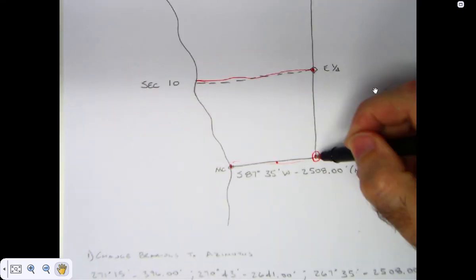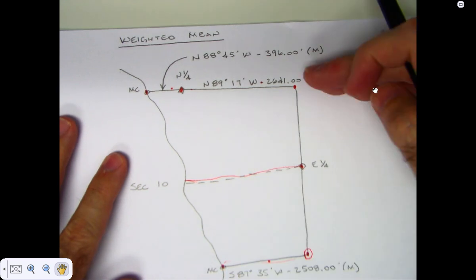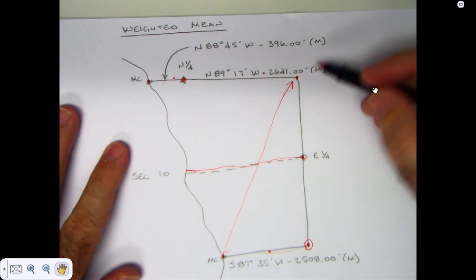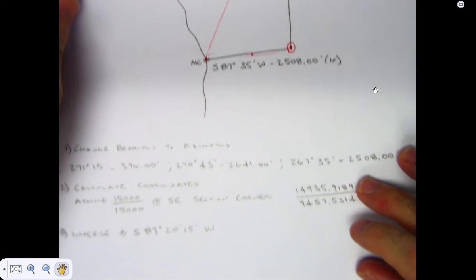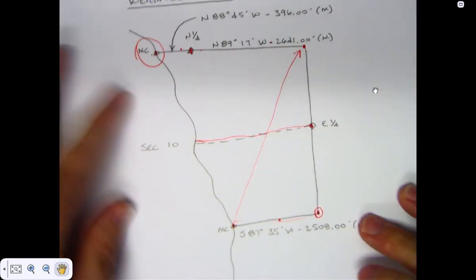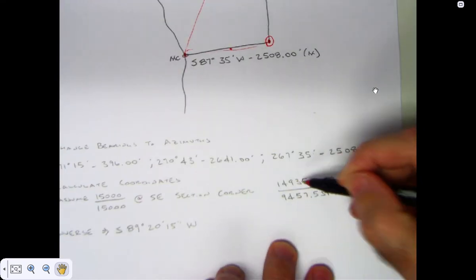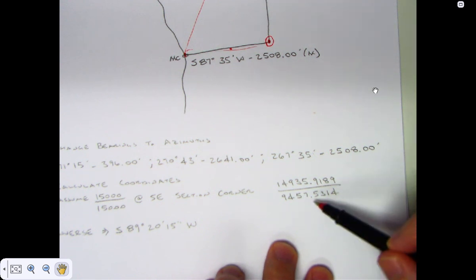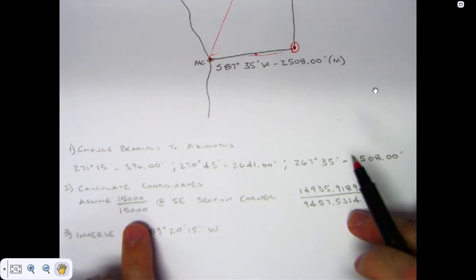So I'm going to go from here to this meander corner. Then I'm going to pick this up in theory and move it here and make this meander corner at the end of this line. Then I'm going to calculate to here and then to here. Once I do that, I get the coordinates of this meander corner as northing 14,935.9189 feet and easting 9,457.5314 feet.